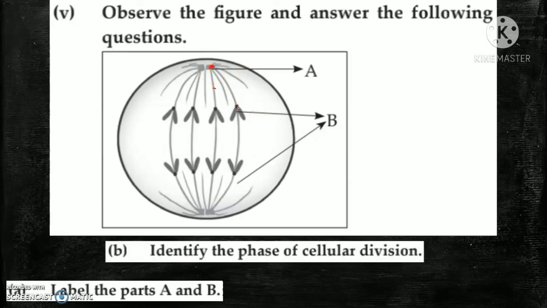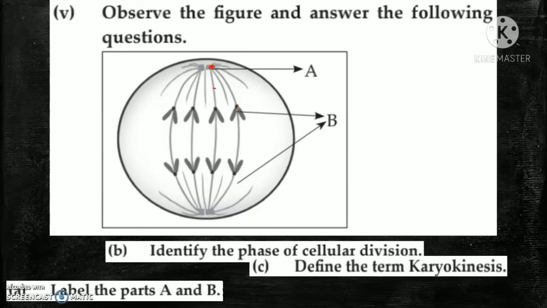Now question B. Identify the phase of cellular division. Spindle fibers are formed, but see that the chromatids are arranged in an equatorial plane. So this phase is metaphase. Identify the phase: anaphase. It is anaphase, extremely sorry. It is the anaphase of mitosis.